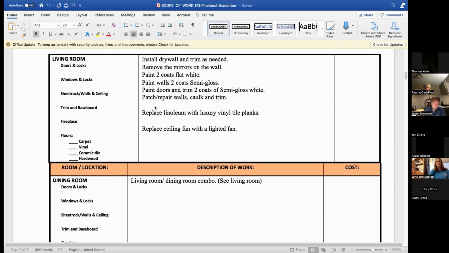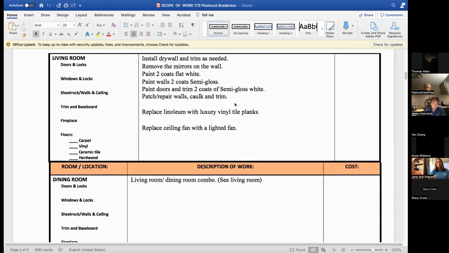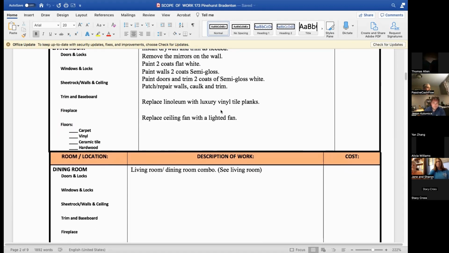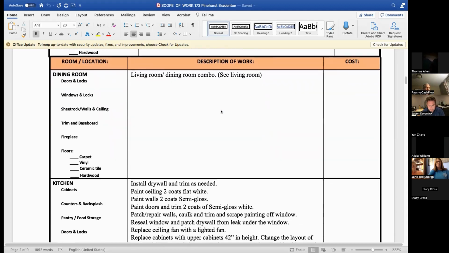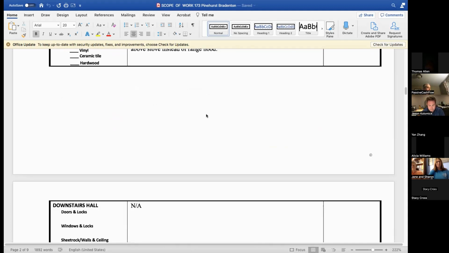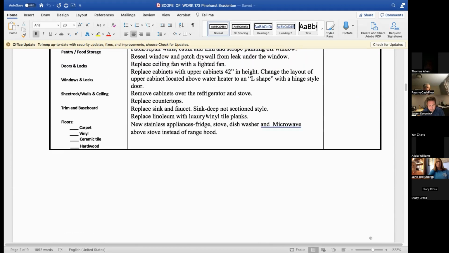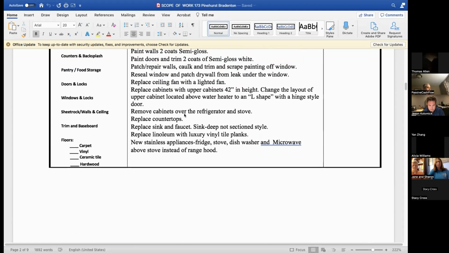And we had to add patch or repair walls and caulk. We've had them go over and just paint everything and not do the patch and repair. So as we went along and we learned more, we realized you have to really put every little detail in the scope of works. And you see how it has kitchen, living room, dining room, kitchen, every... let's see if there's anything, remove cabinets and all that.